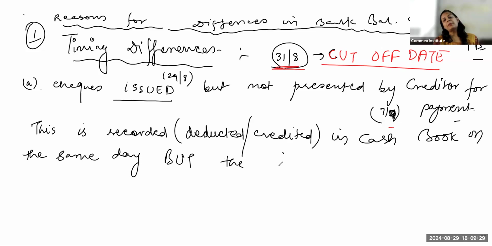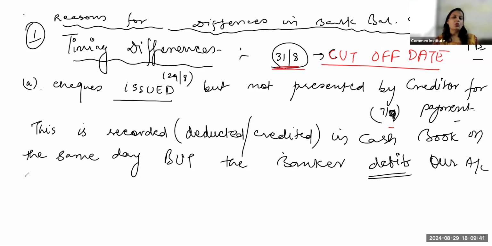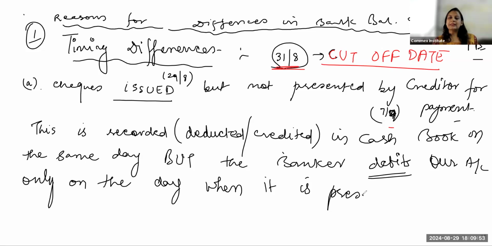But the banker debits our account only on the day when it is presented for payment. So till then, the banker's account will be showing more balance as compared to the cashier. The cashier showed 1 lakh, the banker 1,05,000.